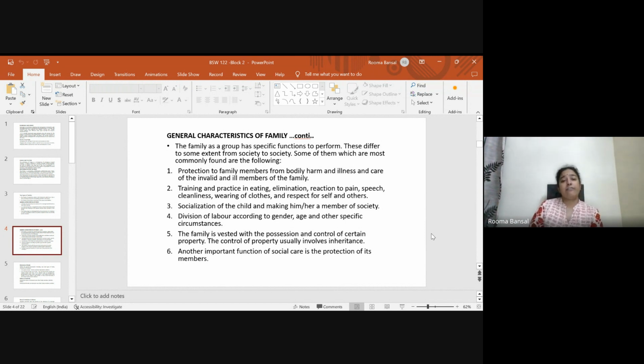Next, the family is vested with the possession and control of certain property. The control of property usually involves inheritance. Here it means a family has a property, like sometimes a piece of land, a house, or any commercial property.